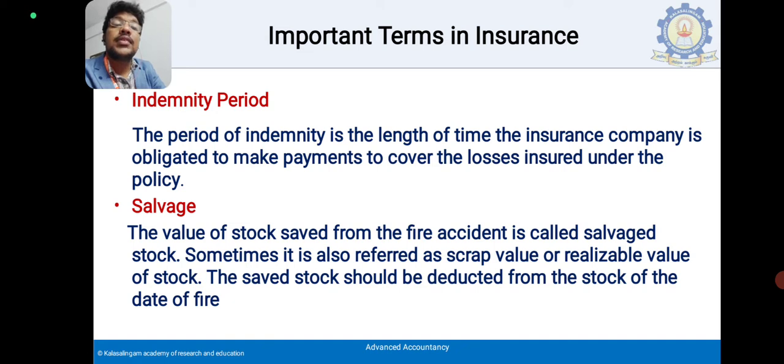Another one is salvage. Salvage is also known as salvage stock value. Here, the value of stock saved from the fire accident is called salvage stock value. This salvage stock value is also referred to as scrap value or realized value of stock.